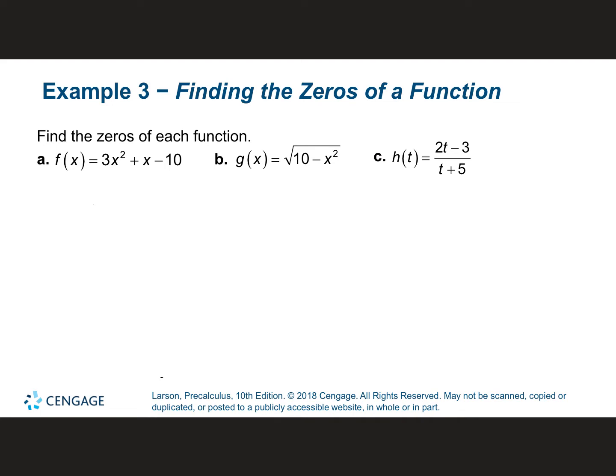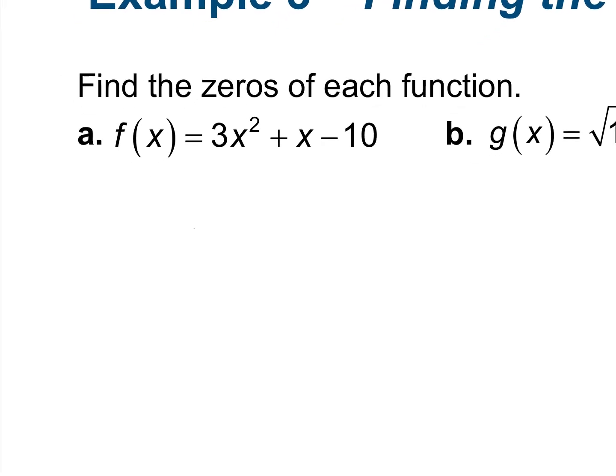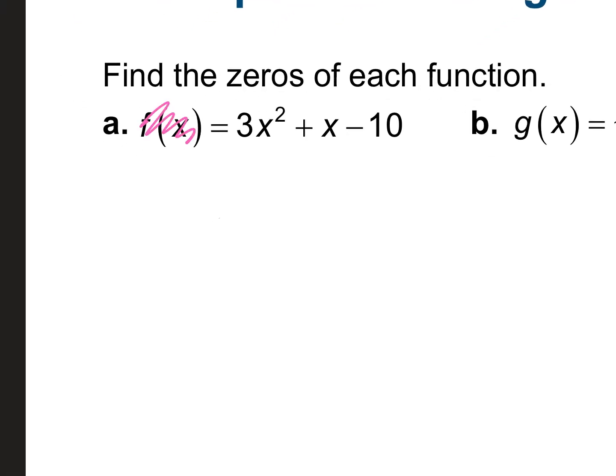So example 3, we're finding the zeros. Here we have 3 different functions, so we have to find the zeros for each function. I change the f of x to be 0, and I solve for x. Here I have a quadratic function, I have that x squared, so I want to factor this. I can't just find 2 factors of 10 that add to 1, since I have a coefficient in front of the x squared. So to factor this, I start by multiplying the first times the last term.